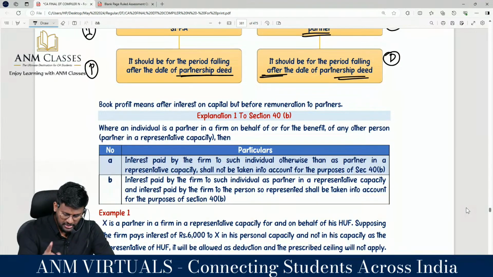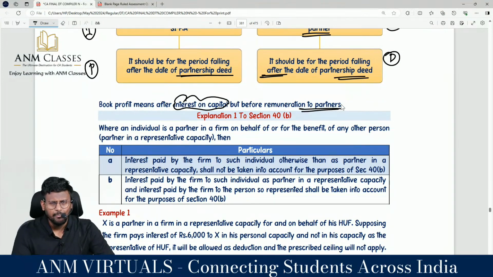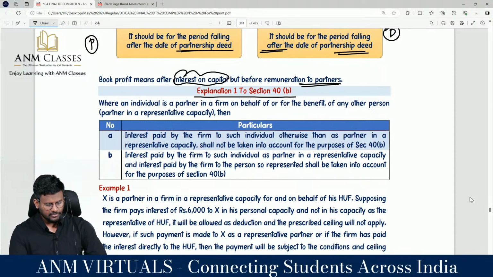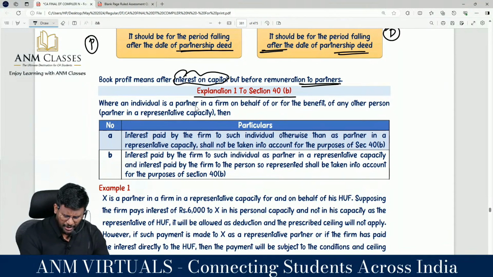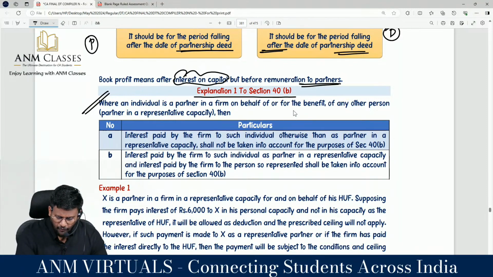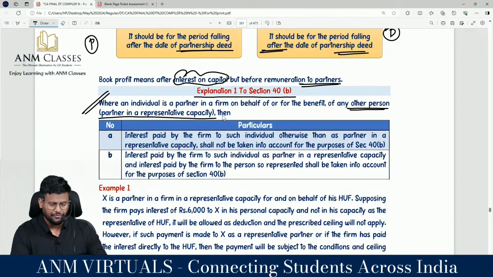Book profit means after interest on capital. That means interest on capital can be debited to P&L account, but before remuneration to partners, any remuneration to partner debited to P&L account should be added back. Explanation 1 to section 40B. Where an individual is a partner in a firm, this is a very important explanation, on behalf of or for the benefit of any other person, that is called a partner in representative capacity.